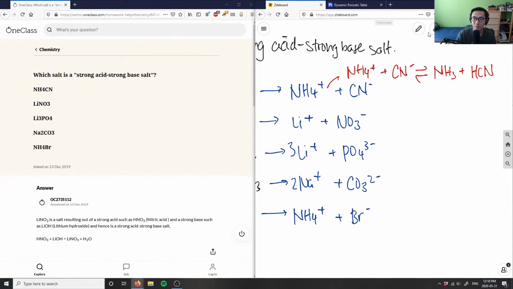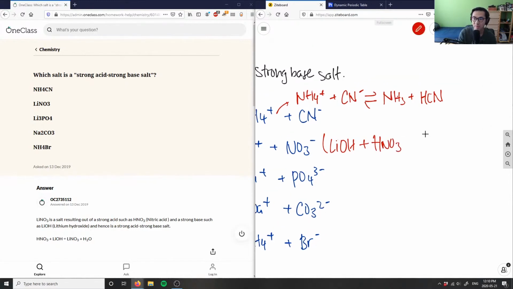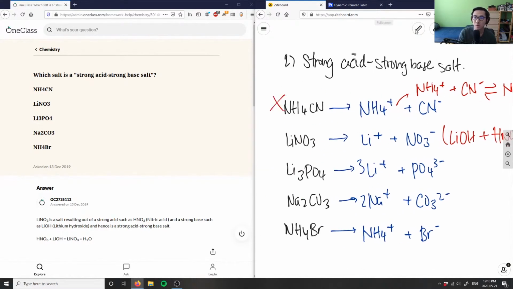LiNO3 here, this one would actually be a strong base and strong acid. And why we know that is because I have lithium. I can make lithium hydroxide from it, which is a very, very strong base. LiOH plus NO3. If I were to protonate NO3 here, this would be HNO3, which is nitric acid, and this would make our lithium nitrate, which is our product, plus H2O, and would not be in equilibrium. So this one would be a strong base, strong acid salt here. So this is our correct answer.